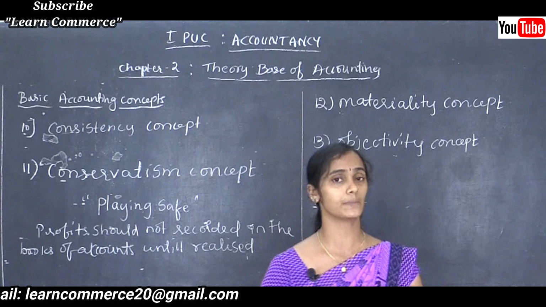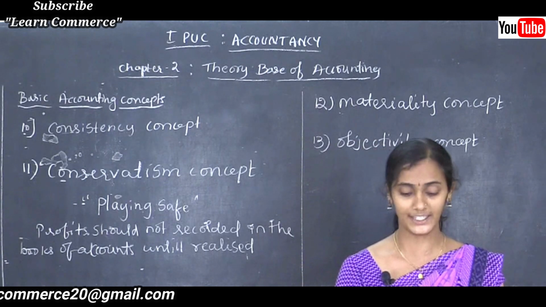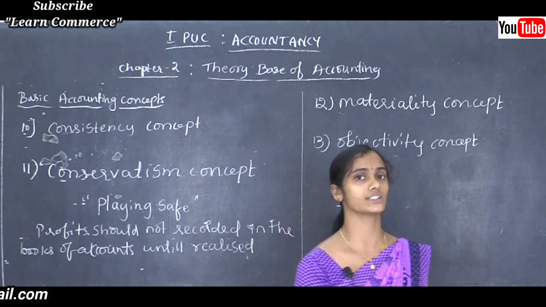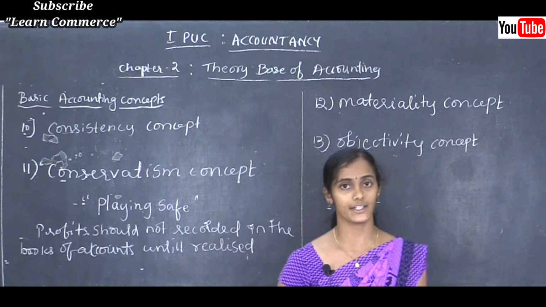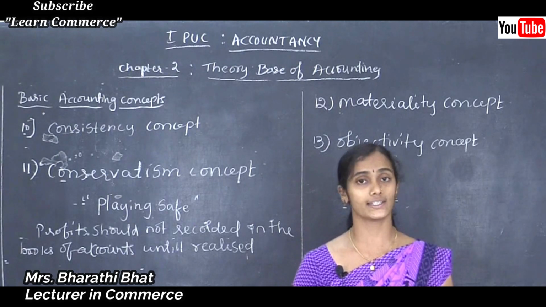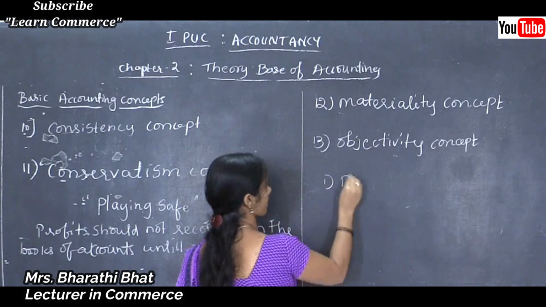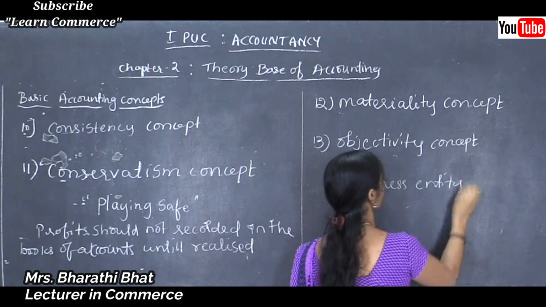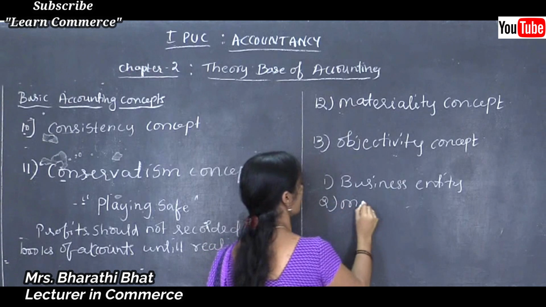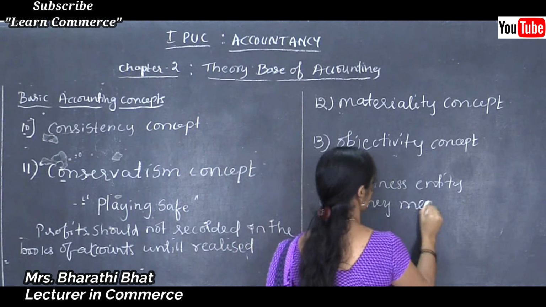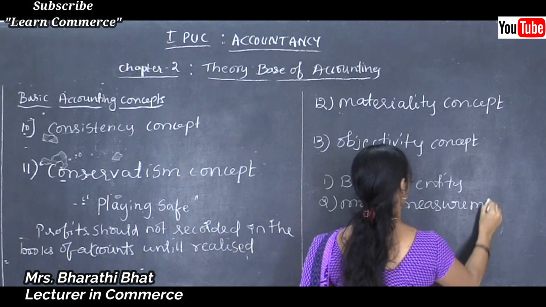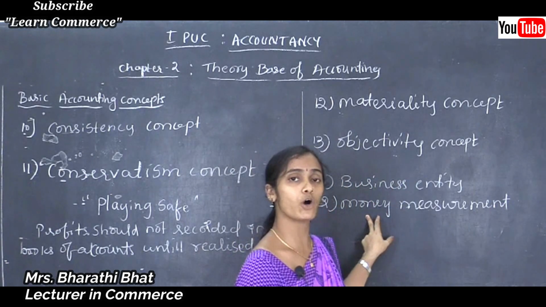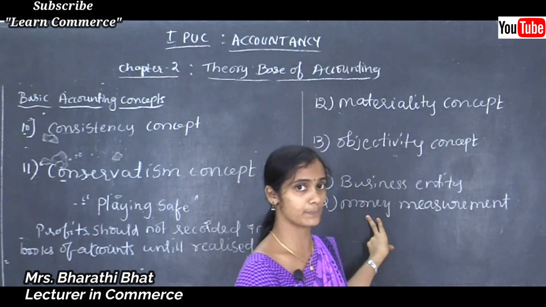The first one is the business entity concept. There we studied, according to the business entity concept, business is a distinct or separate entity from its owner. And the second one is the money measurement concept. According to this concept, only monetary transactions can be recorded in the books of accounts.